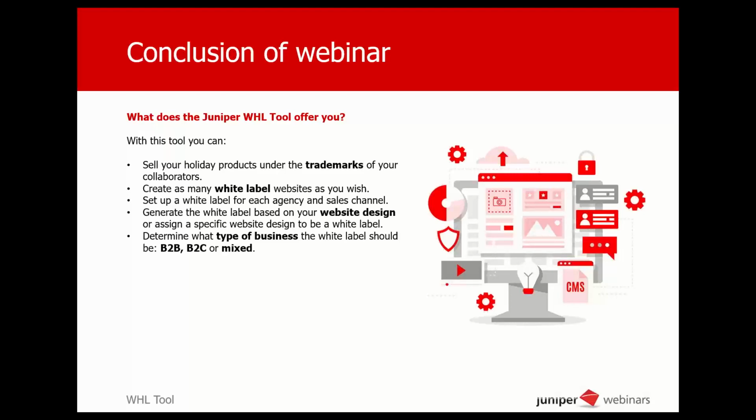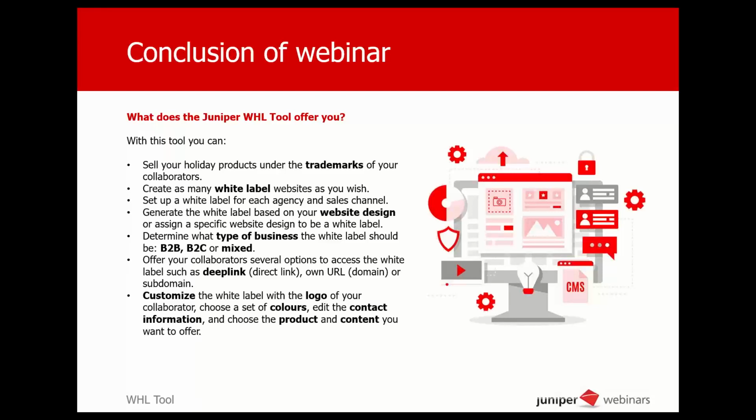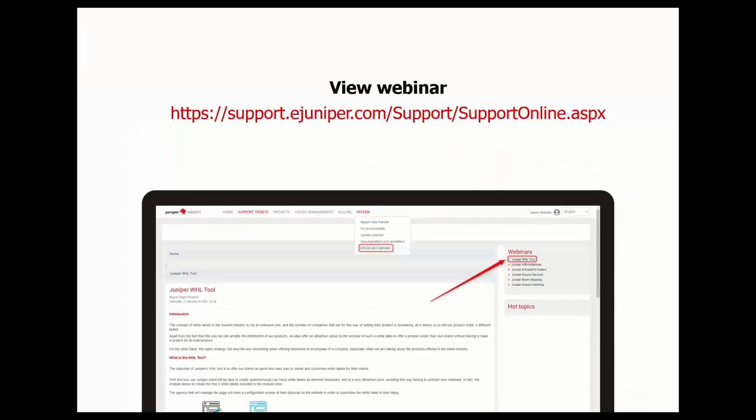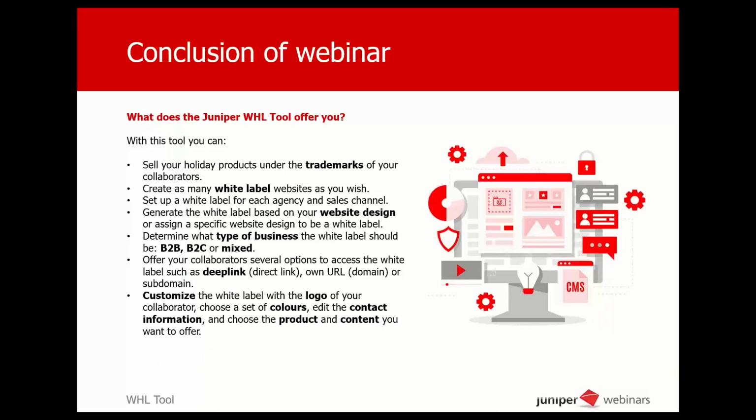We can determine the format of the white label, whether it's B2C, B2B, or mixed. We can offer different types of access links. We can customize the white label to match the branding of our partner or customer. And last but not least, we do not need any further configuration or assistance from Juniper side, as everything can be managed from the intranet, as we just saw.